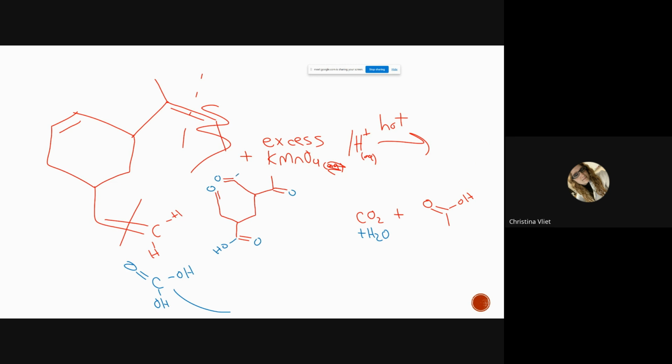That's it. 3 carboxylic acid is a ketone, and then the carboxylic acid got broken off on its own, and carbon dioxide and water. All right, that's it.